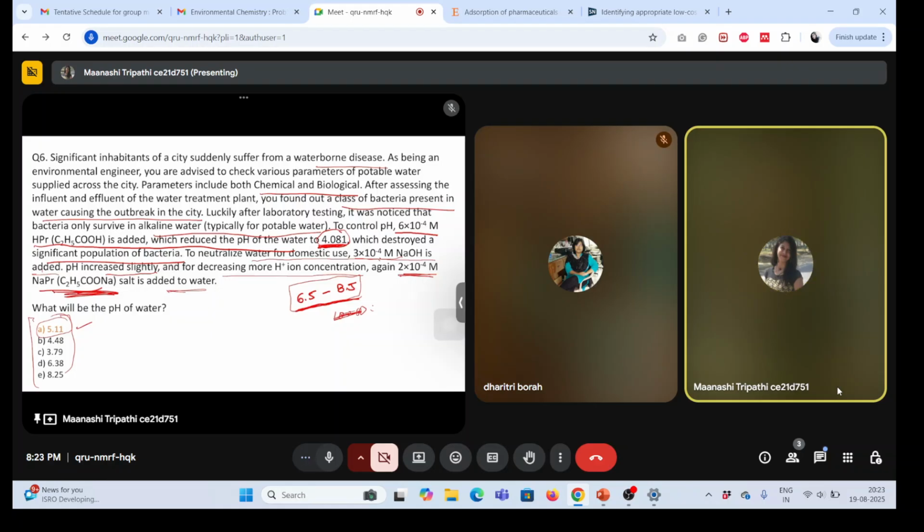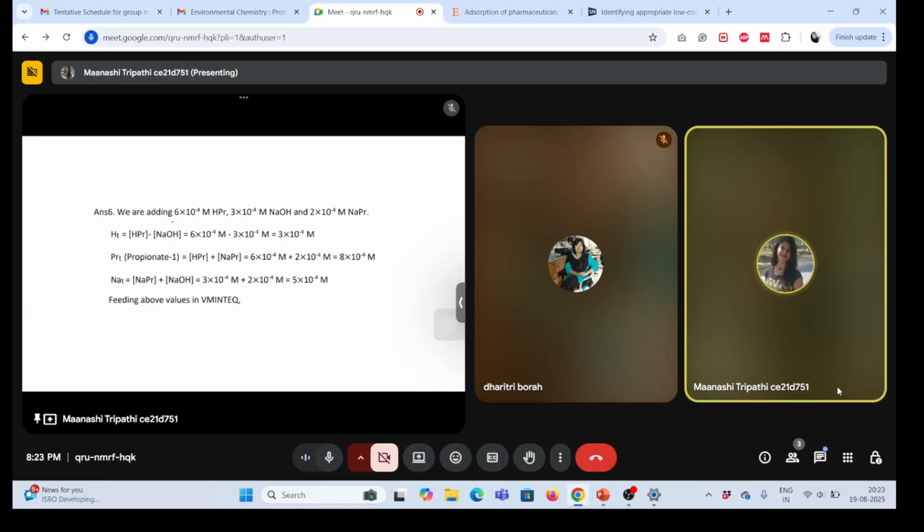So what we are doing? Firstly, we are adding 6 into 10 raised to power minus 4 HPr. Then we are adding 3 into 10 raised to power minus 4 NaOH. Then we are adding 2 into 10 raised to power minus 4 NaPr.